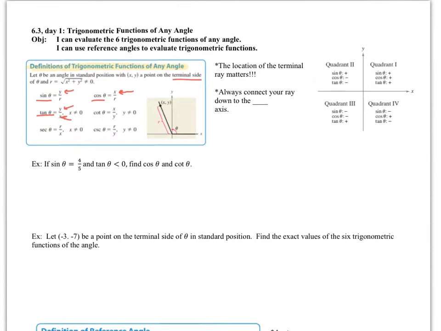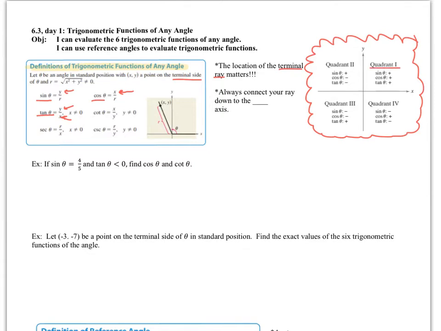Cotangent, secant, and cosecant are the reciprocals. So notice cotangent is the reciprocal of tangent, secant is the reciprocal of cosine, and cosecant is the reciprocal of sine. Now a big thing to remember is that location for that R value, that terminal ray, is going to matter. In each quadrant, depending on where the R value is located, trig values can be positive or negative. So this chart over here on the right is going to be a chart that you will want to reference quite a bit in lesson 6.3.